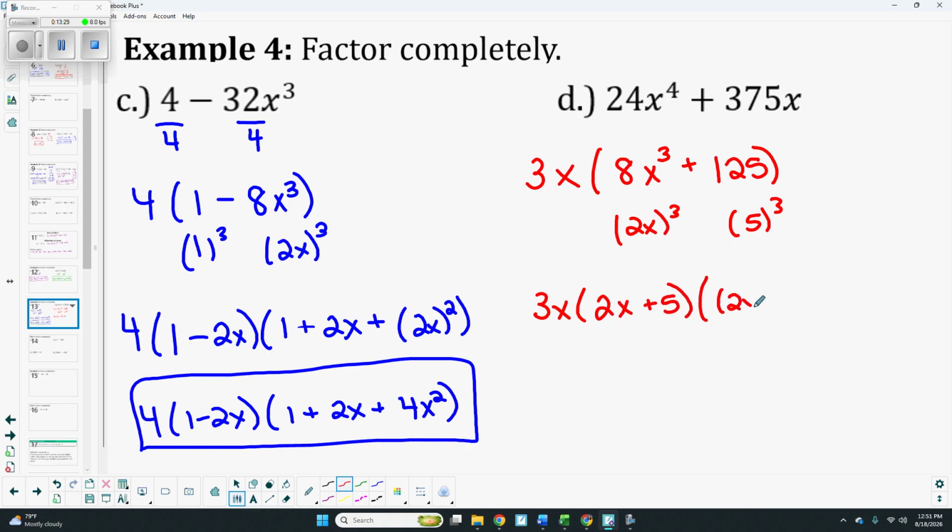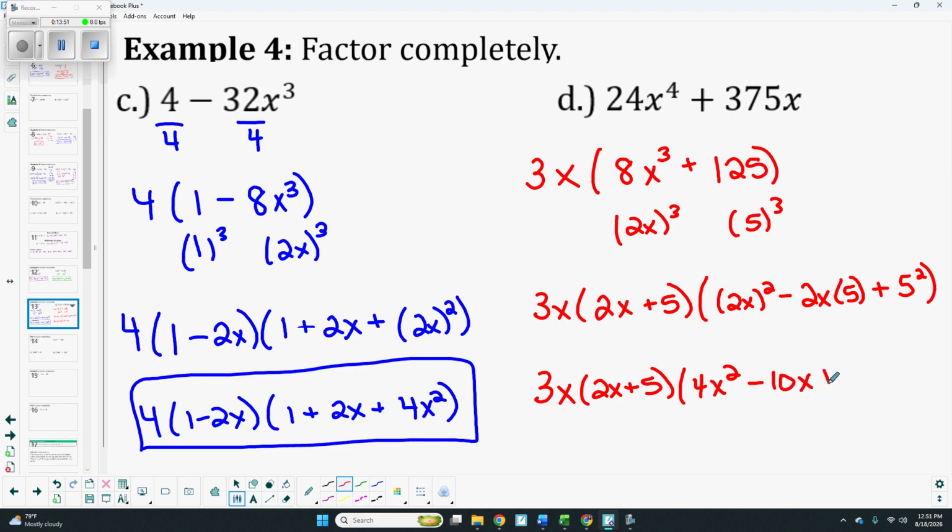Then the first spot squared minus the product of those two terms plus the last spot squared. So this is going to turn into 4x squared minus 10x plus 25.